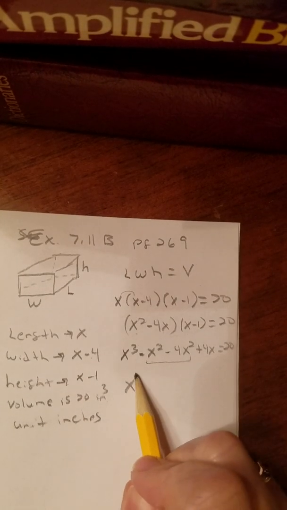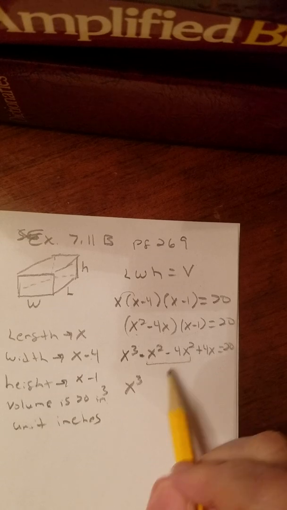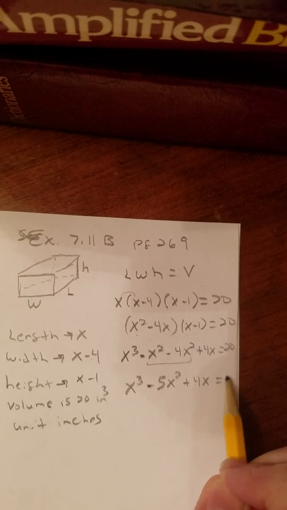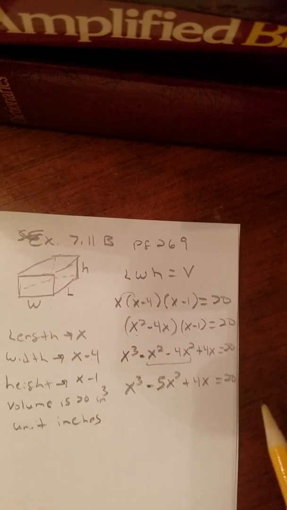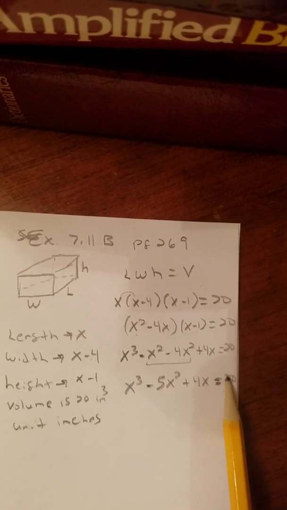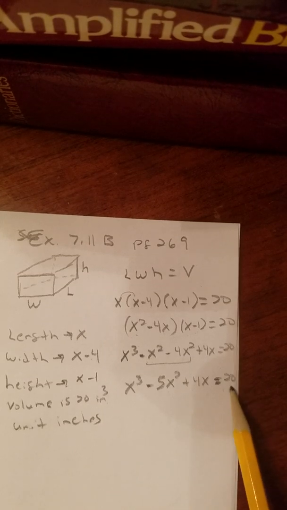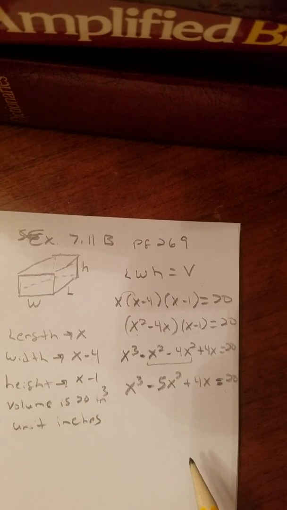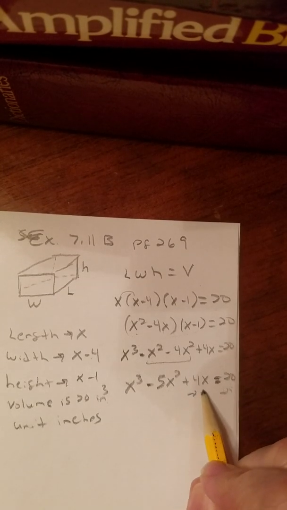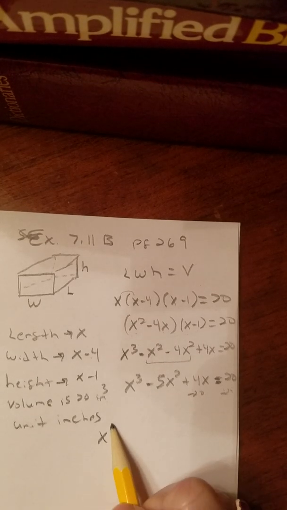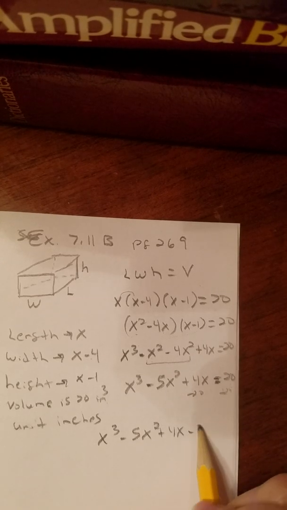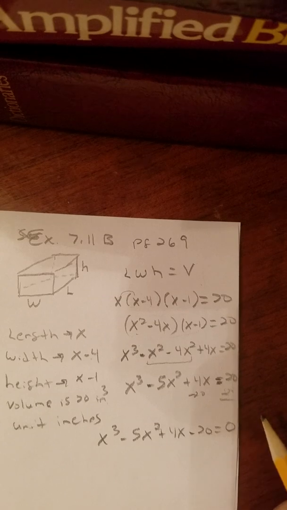We're going to end up with x cubed, a negative x squared, and a minus 4x squared gives me a negative 5x squared. All I'm doing is simplifying. Then we have something like we did yesterday. Now this polynomial is set equal to some value. We're going to move that value over to the other side so that we end up with an equation set equal to 0. So when I move this to the other side by subtracting 20 from both sides, I'm going to end up with x cubed minus 5x squared plus 4x minus 20, and this gives me 0.